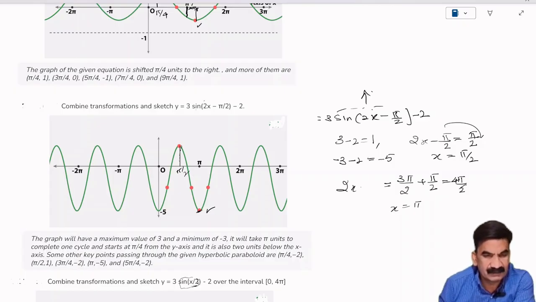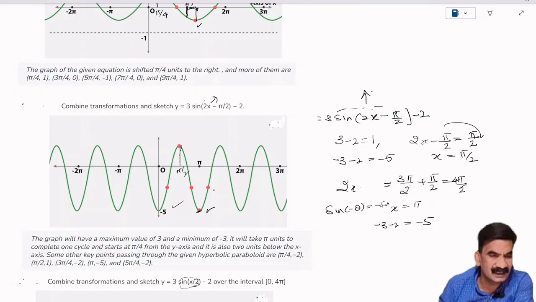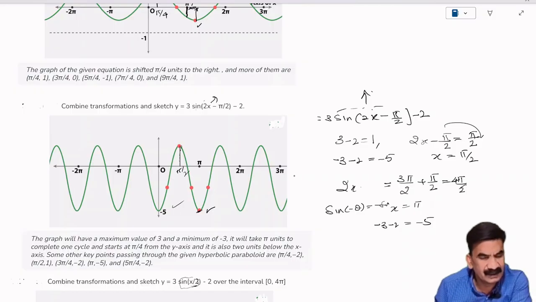Now I want to see what happens when x is equal to 0. When x is equal to 0, I get 3 sin(−pi/2) minus 2. And sine of minus theta, it's an odd function everybody knows by now, it's minus sine theta. So I'm going to get minus 3 and minus 2, which would be minus 5. So these are the major points that you can see. Try and see at x equal to 0, try and see where is the maximum value, try and see where is the minimum value.